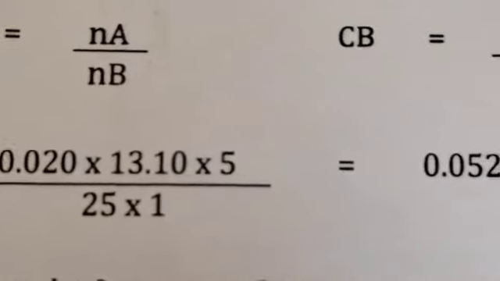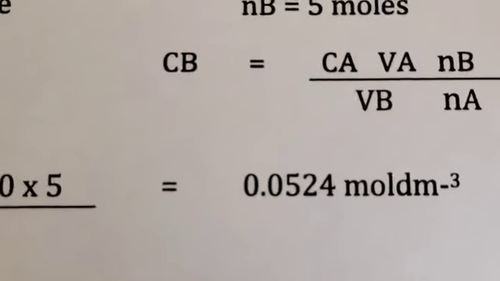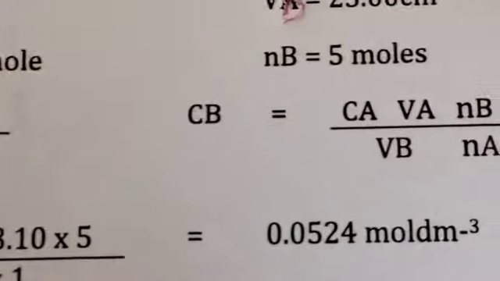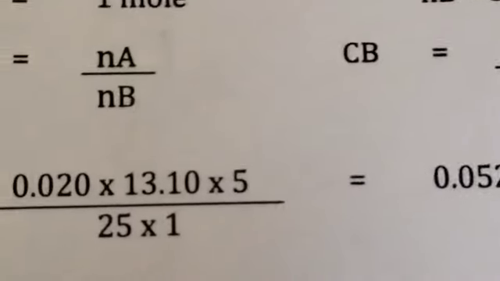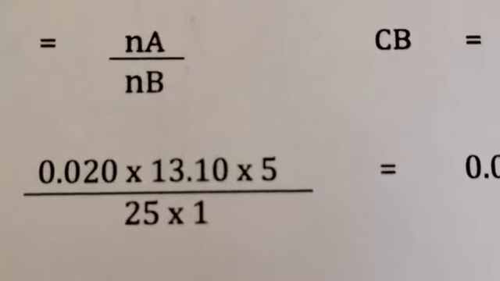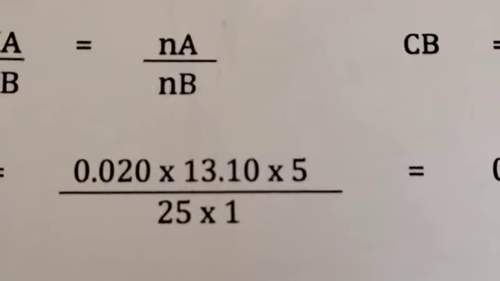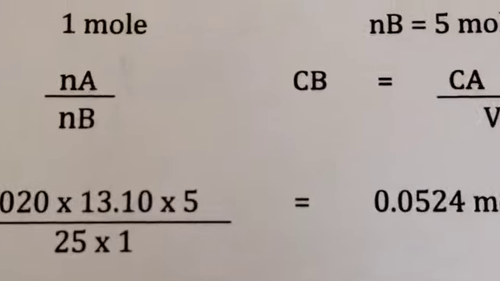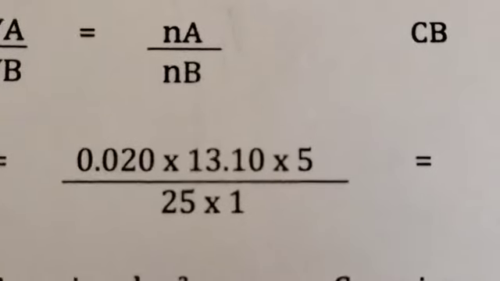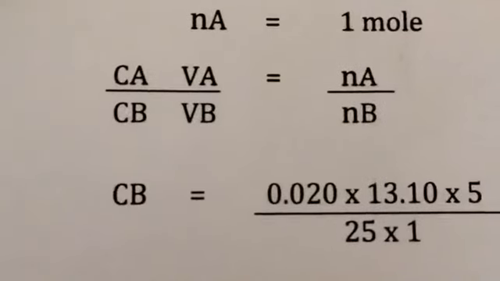So solving out, we'll have 0.0524 mole per dm cube. This is the value of our CB based on using 13.10 at the end point. So if you're using 10 cm cube at the end point, replace 13.10 with 10 and find your answer. If you're using 18 as the endpoint, replace VA with 18. If you're using 3.5 as the endpoint, replace VA as 3.5. And then make your calculation to get your CB.